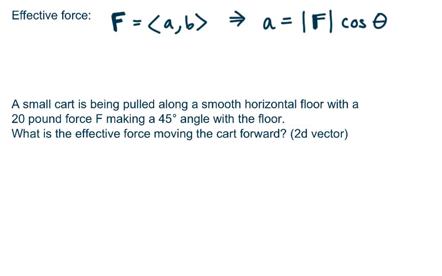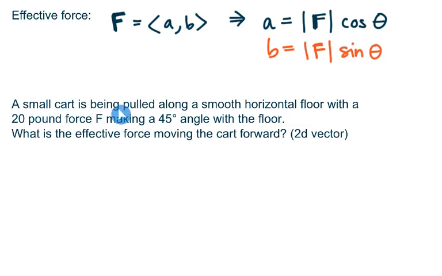So what A, that effective force, represents is the force that's actually pulling the cart forward. So that's my horizontal component. You'll notice cosine is associated with what we might say is X. If we wanted to find the force that was actually pulling up, B, that vertical component, would be the magnitude of the force times sine of theta. So we have an example here.